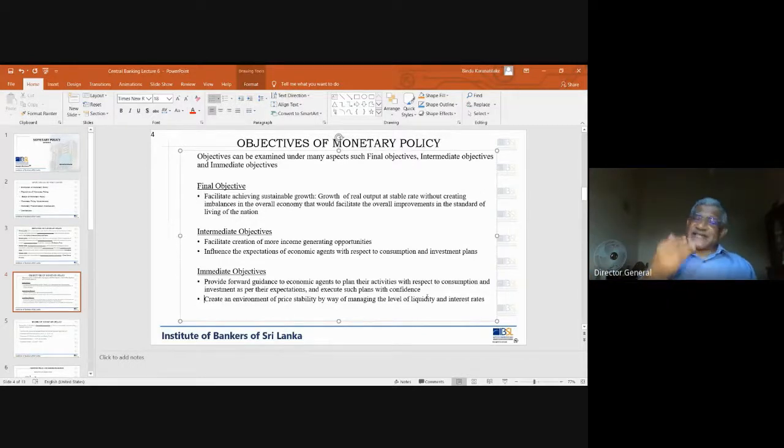But if the prices can go up and down a little bit, but if the prices are somewhat similar to the prices that prevailed last week, you don't have any problem. Okay, this is what we mean by price stability.